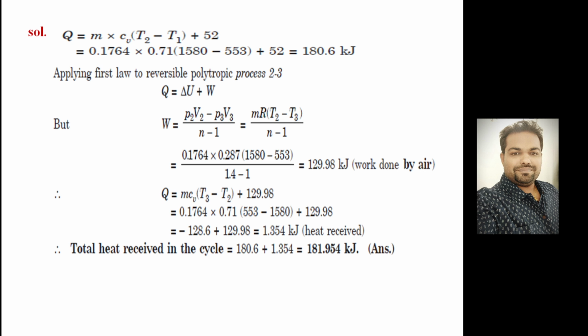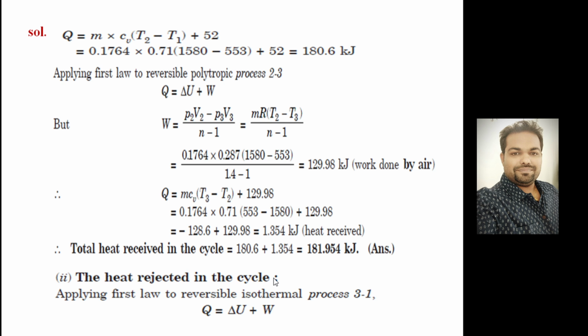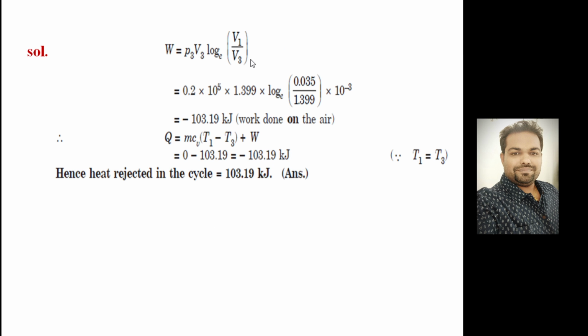Now go to the last one, the heat rejected in the cycle. Apply the first law to the process 3 to 1, Q equals delta U plus W. Now process 3 to 1 is isothermal, so there is no delta U. Only work done I need to calculate, that itself is the heat rejected. So work done is P3 V3 ln of V1 by V3, right? Just substitute here. V2 for process 3 to 1 is V1 basically. P3 is known, V1 and V3 I know, I can substitute the values. You substitute, you are getting negative, so negative means heat is getting rejected. This is the heat rejection, which is coming around this.